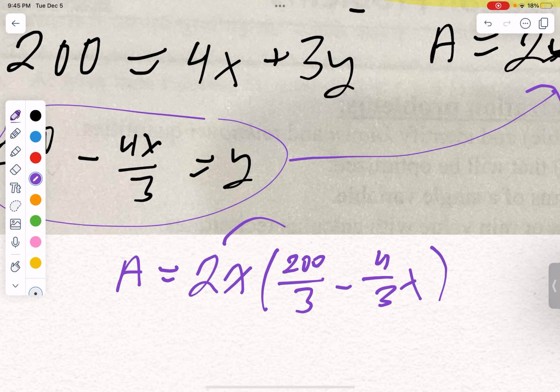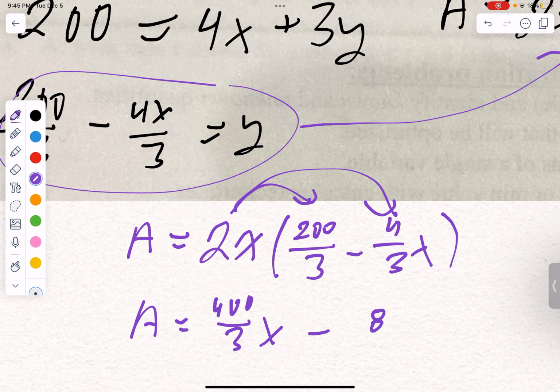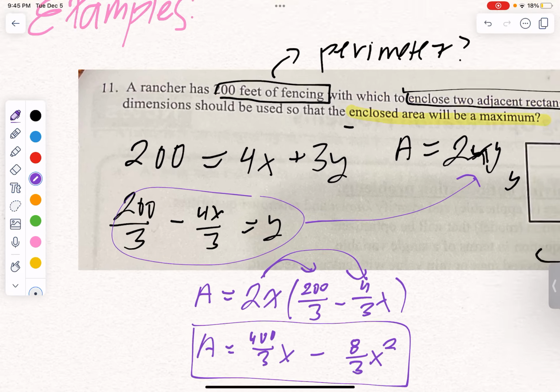Once you distribute all this, you get A equals 400 over 3 x minus 8 over 3 x squared. And that is all intro to optimization is.